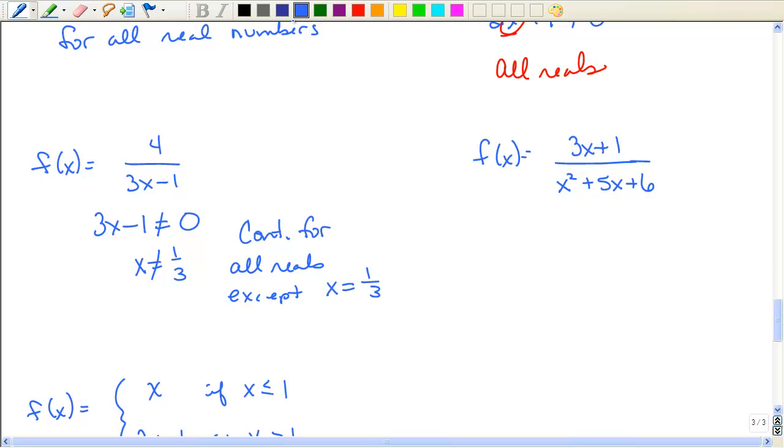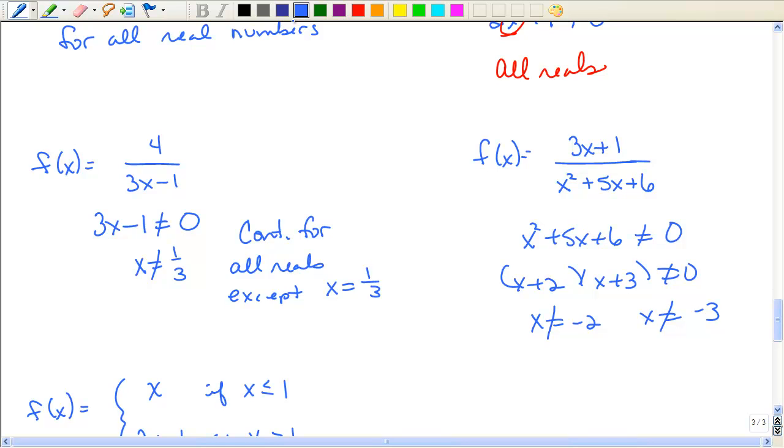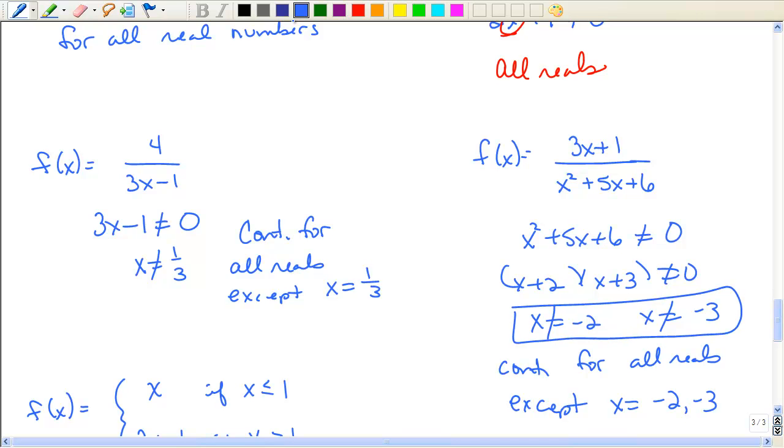Right? Next example, same thing. We have a fraction, so we're going to set the denominator not equal to 0. I'm going to need to factor that, solve for x, and again, this would be continuous for all reals except x equaling -2 and -3. These are the values that x is not defined at. Again, those would be asymptotes.